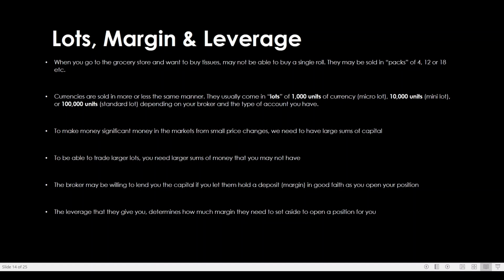Now, that being said, it means since you are not going to get those large moves like the one that happened to our guy who traveled from the States to the UK, you're probably going to need a large sum of money so that even a small change can give you a significant profit or loss. We need to stress that.